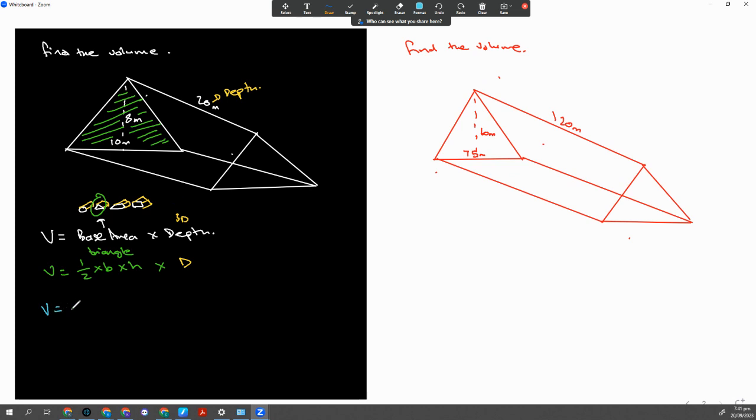We're going to substitute in here. So volume is equal to half times my base. I can see my base is 10, and my height is 8, and my depth is 20. We're multiplying the three numbers and then dividing by 2, basically. So 10 times 8 is 80. 80 times 20 is 1600. And half of 1600 is 800. And that's the volume. Because it's meters times meters times meters, it becomes meters cubed. And so the volume here will be 800 meters cubed.